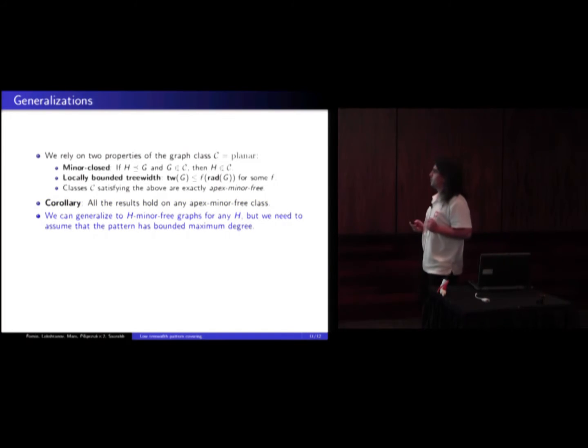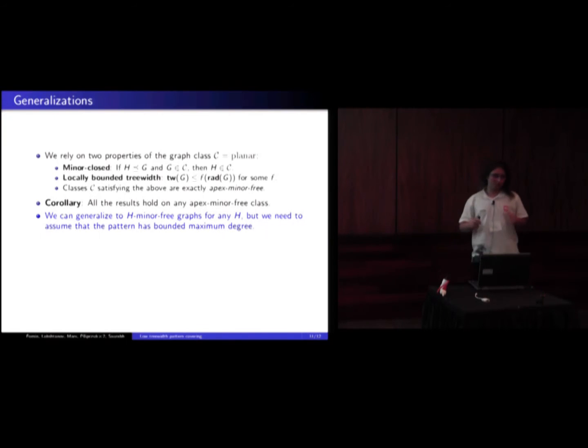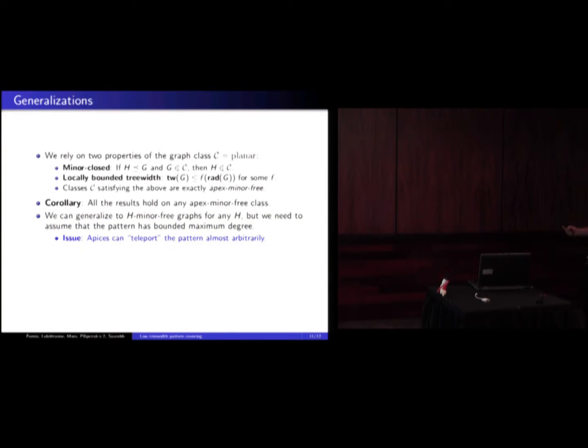Yes, so we can also generalize to general H minor free graphs. However, we need to assume that the pattern that we are looking for has bounded maximum degree. And this is because we are pushing this thing through the Robertson-Seymour decomposition, and then the apices can spoil our analysis. Yes. So what remains open here is first handling disconnected patterns.